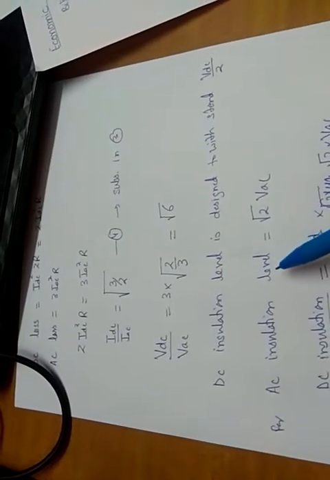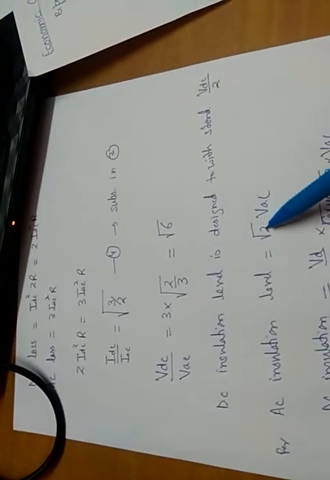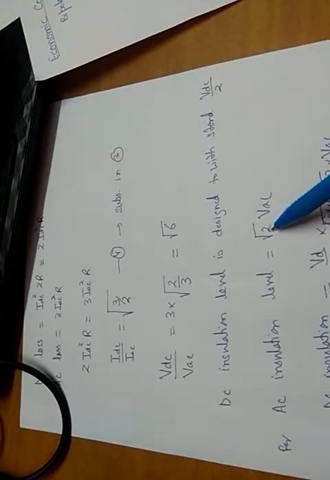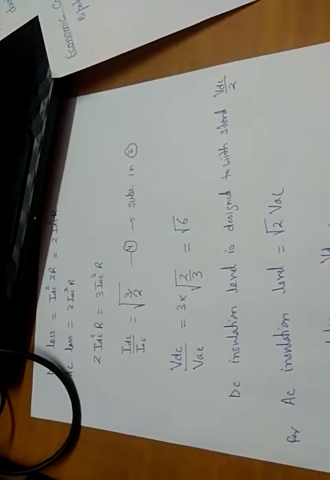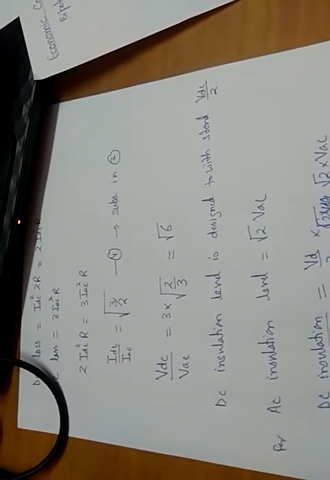V_AC is the AC voltage, but we are designing the AC for the peak value. So what will be the peak value here? This is the RMS value. The peak value will be root 2 into V_AC. So for AC, we are designing for an insulation level of root 2 into V_AC. So we will take the ratio of the DC insulation divided by the AC insulation.